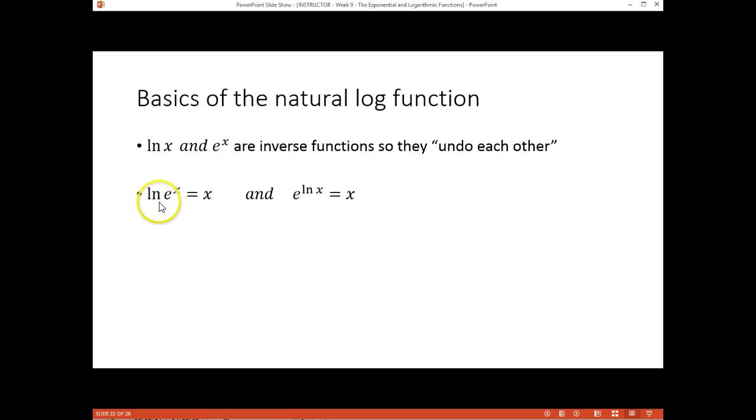So if I look at the natural log of e to the x, since they're inverse functions, they always undo each other and leave you what you began with. So the natural log of e to the x is just equal to x, because I hit the x with the e and then I undo it with the ln, and so I'm just left with what I began with, which is the x. Similarly, e to the natural log of x is equal to x as well. Again, I hit it with the natural log, then I hit it with the e, and they undo each other.